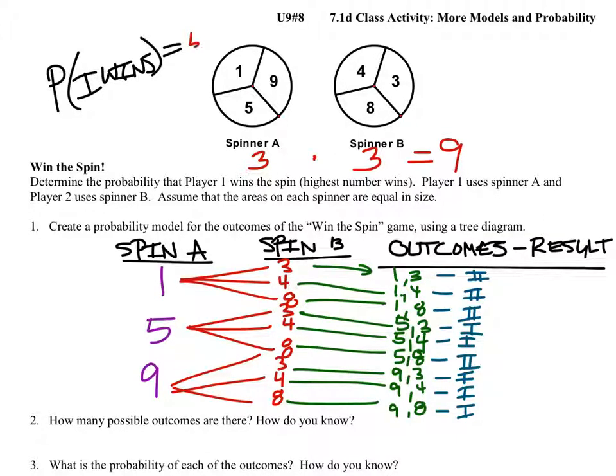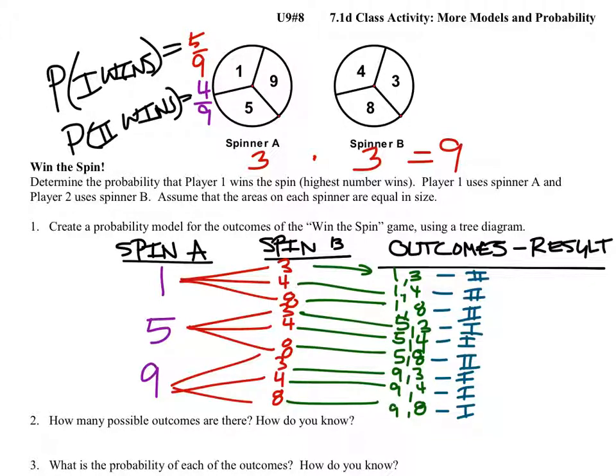Yeah, there's 5 possible outcomes where person 1 wins out of 9 possible outcomes. Yep, you can count them. Person 2 will win 4 of the outcomes out of 9 outcomes.